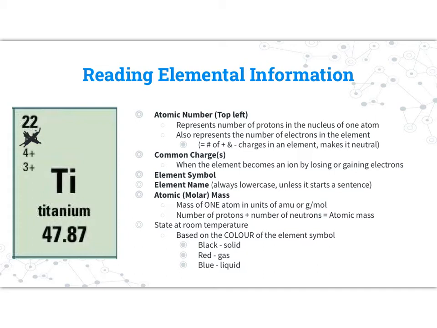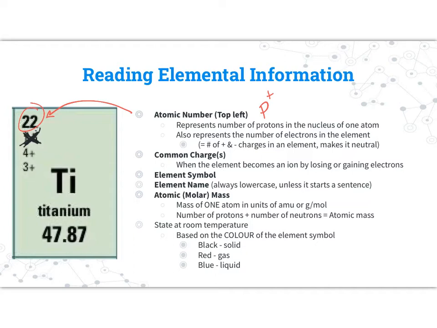So reading the elemental information, the atomic number is in the top left here. Okay, so we are looking at the element titanium. The atomic number for titanium is 22. It represents the number of protons in the nucleus of one atom. A proton is typically denoted by a P with a plus as a superscript. So it's the number of protons for that atom.